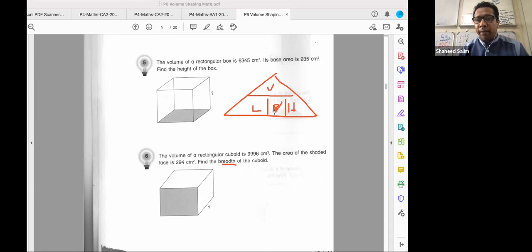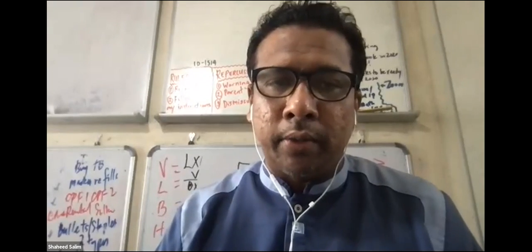Okay, we don't have breadth. Length times height. This is length. This is height. Length times height also get area, but on this side. So this one 294. So take 9996 divided by 294. You will get 34. Zahin, okay, Zahin? All right, okay. So it's the same thing. Well done.